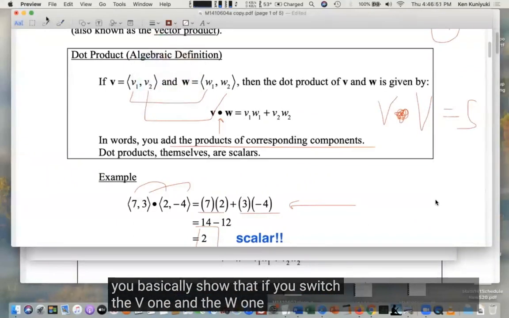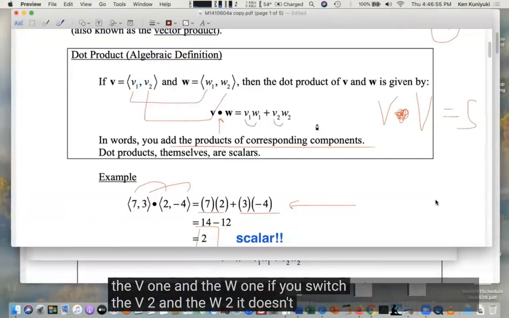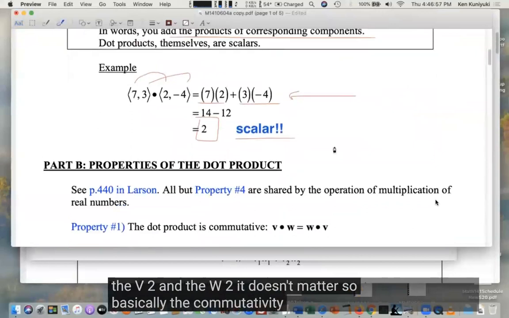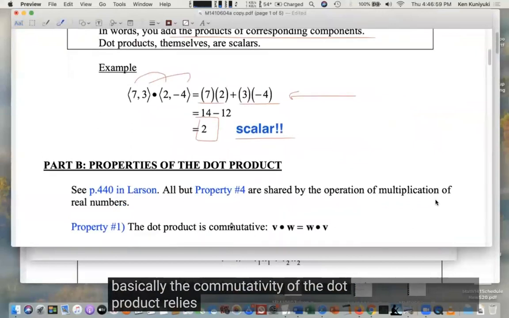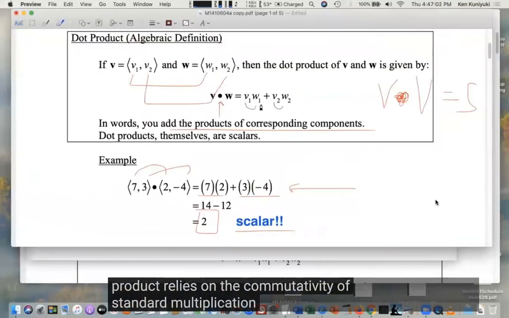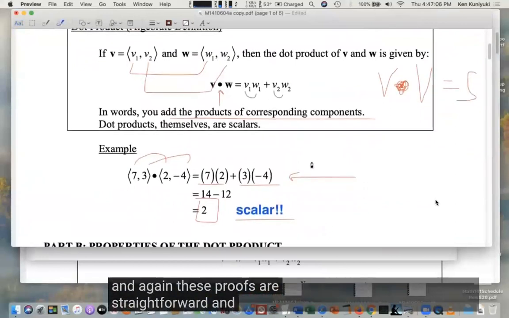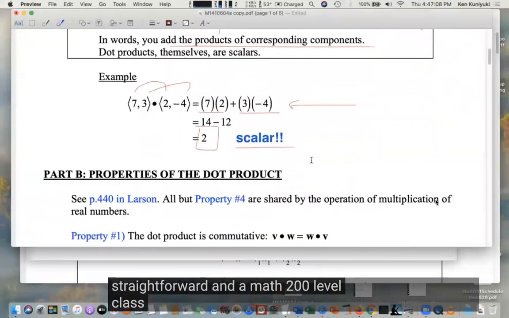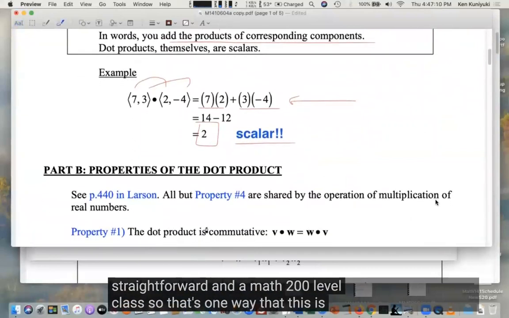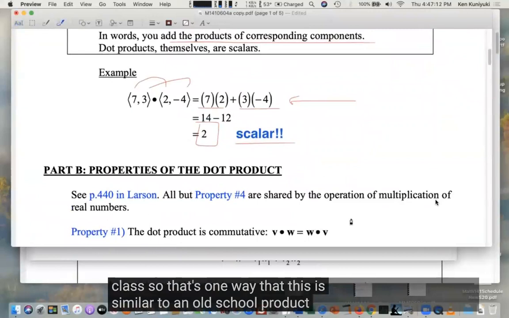V1 and the W1, if you switch the V2 and the W2, it doesn't matter. So basically, the commutativity of the dot product relies on the commutativity of standard multiplication for real numbers. And again, these proofs are straightforward in a Math 200 level class. So that's one way that this is similar to an old school product.